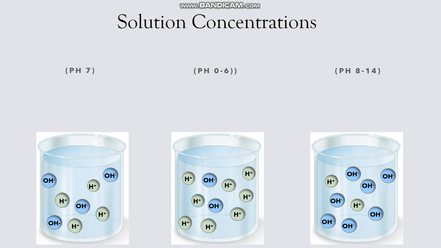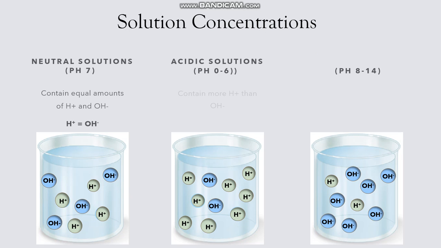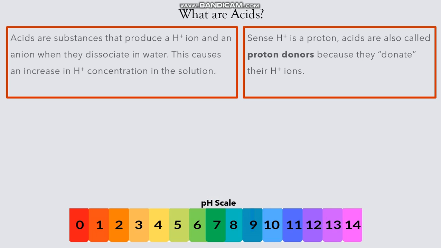This is just a visual representation of a neutral solution. It'll contain equal amounts of hydrogen and hydroxide ions. And then for acidic solutions, it'll contain more hydrogen ions than hydroxide. And for basic, it'll contain fewer hydrogen ions than hydroxide ions.